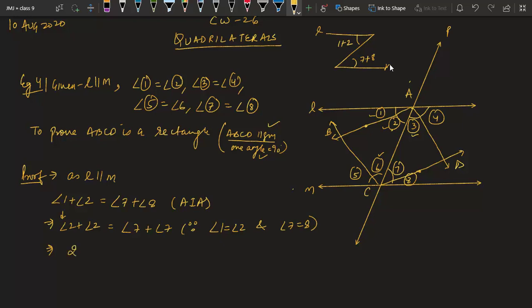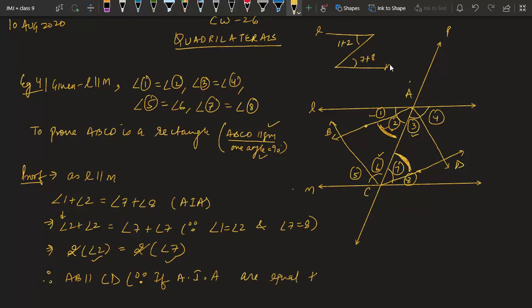We can say twice angle 2 equal to twice angle 7. The 2s will cancel and we will get angle 2 equal to angle 7, that is, this angle is equal to this angle. As soon as we have proved this, we can say surely that AB is parallel to CD, because if alternate interior angles are equal, then the lines are parallel. That is the first thing.